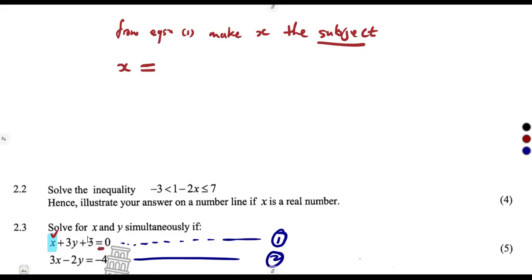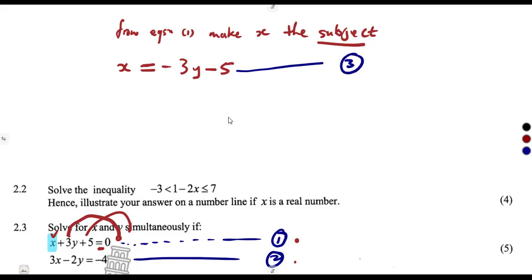from equation 1. So you take these terms, the 3y, the 5 to the other side. So there will be negative. The 3y, it's a positive. Remember, the moment it jumps the equal sign, it will be negative. The 5, the moment it jumps the equal sign, it will be negative. So remember, we had equation 1, equation 2. So I'm going to name this one equation 3. I made this equation from equation 1.